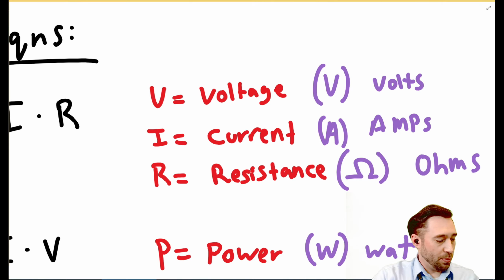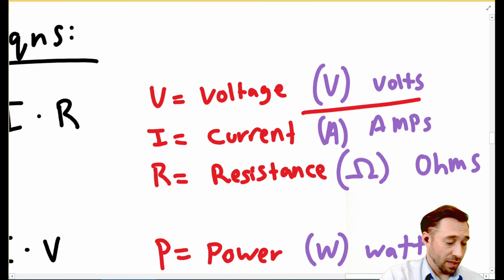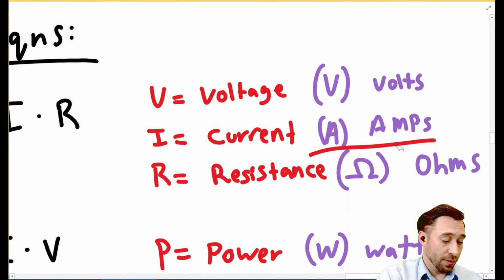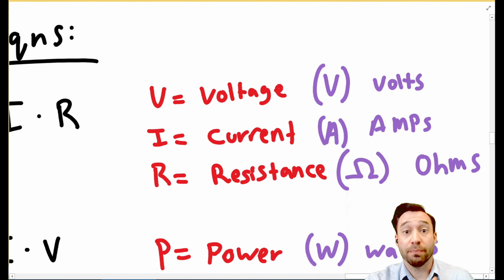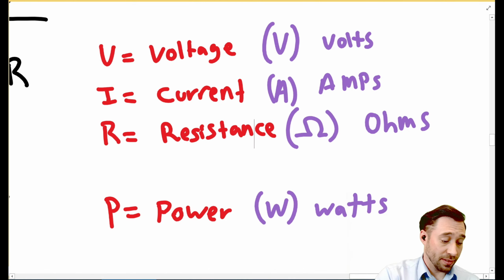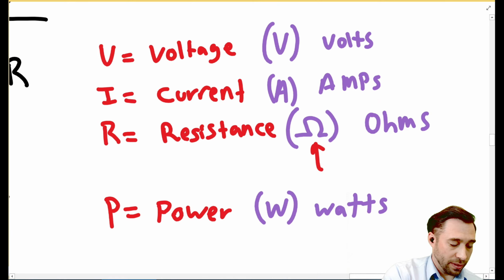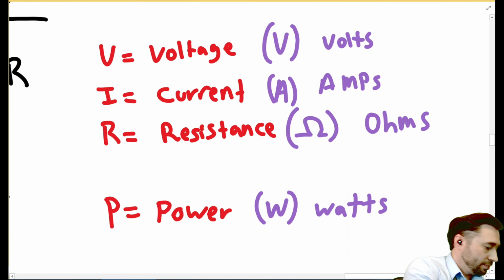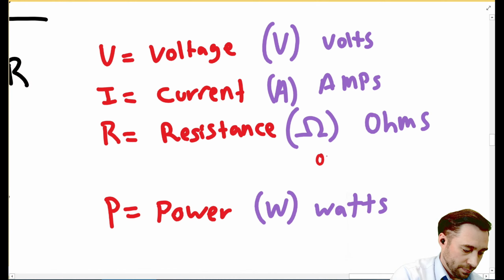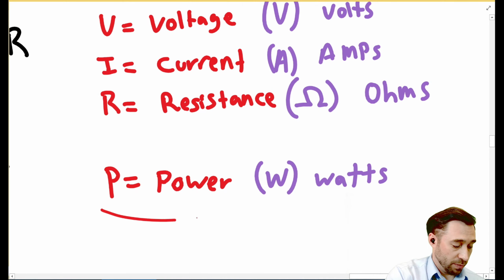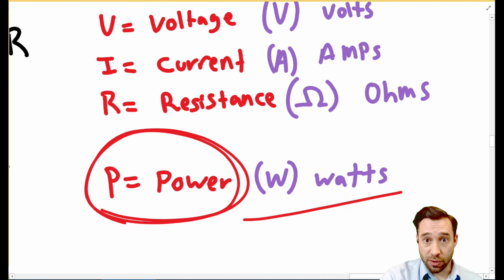When it comes to voltage, we have units of volts. When it comes to current, we have units of amps, which is just a shorthand for ampere. And then resistance has the units of ohms, and this symbol is the Greek letter omega. And then we're going to be dealing with power, and that's in units of watts.